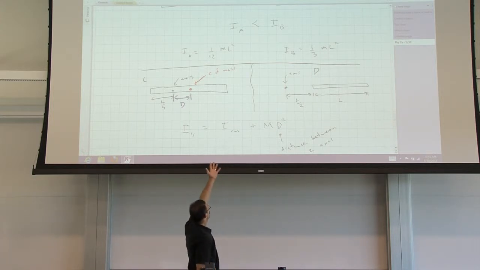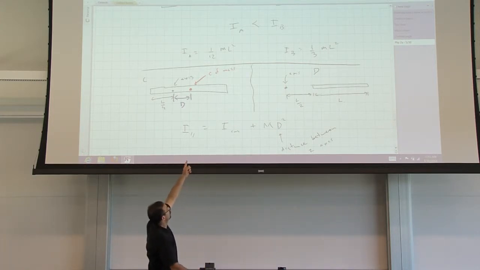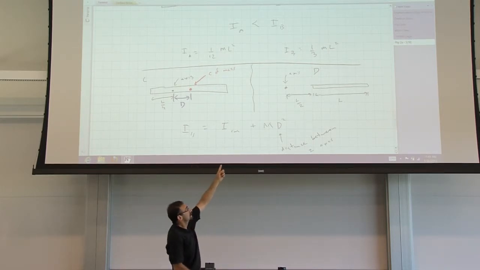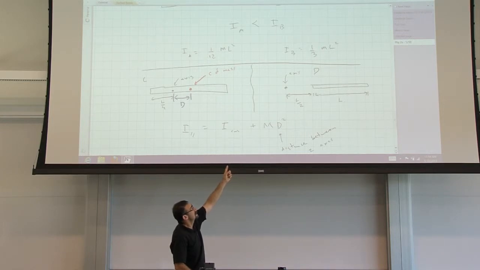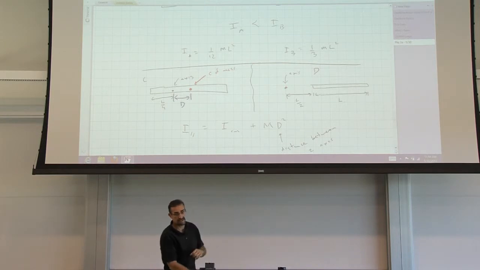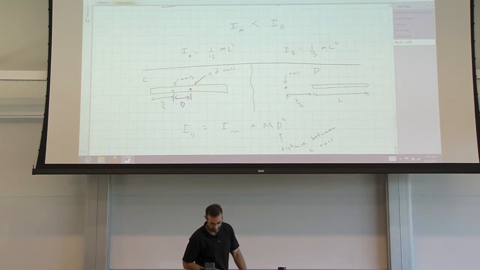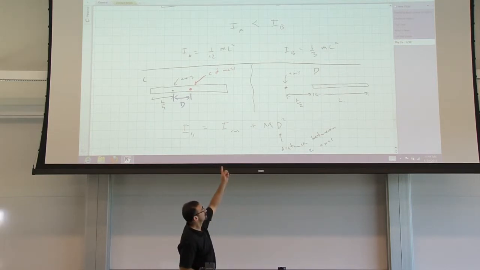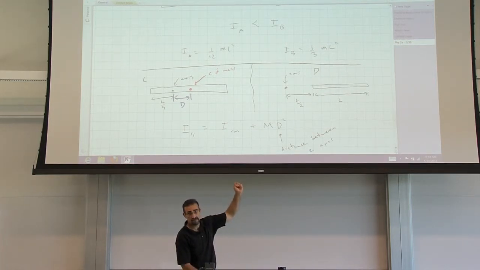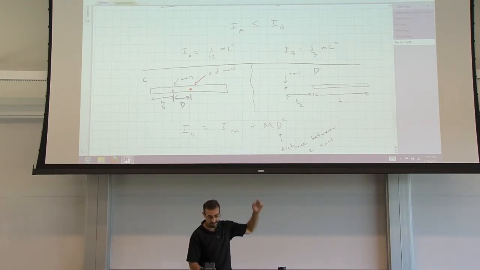Okay, there's our formula. I for the parallel axis, we're calling that I_D, is going to be I for the center of mass axis plus the mass times the distance squared between the two axes. So what do we use for I center of mass? 1/12 mL squared, right? Same as last time.